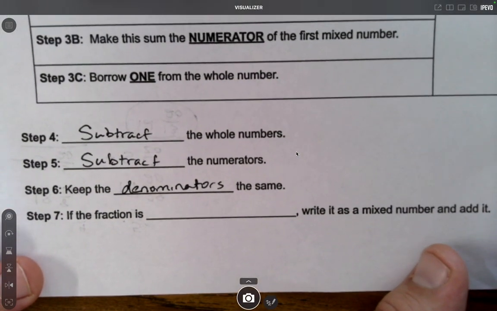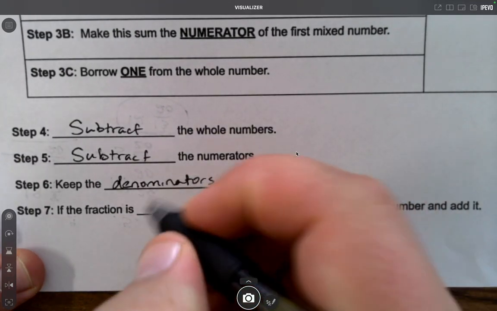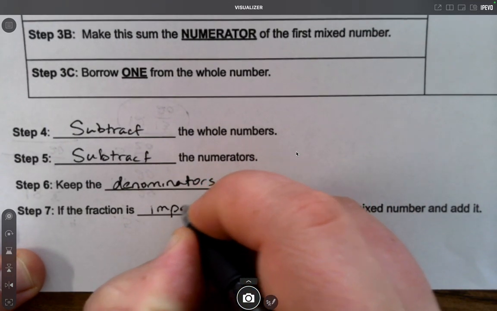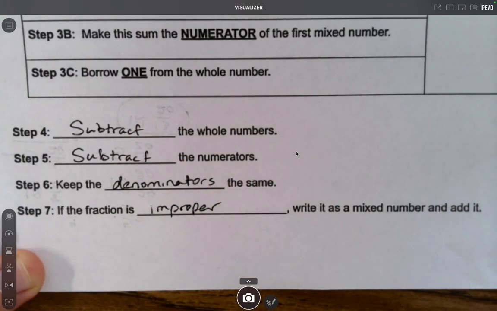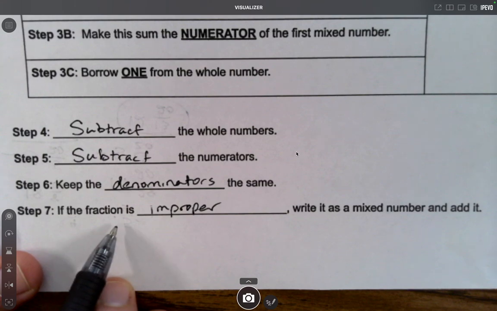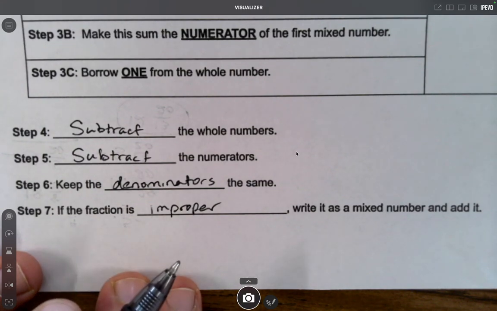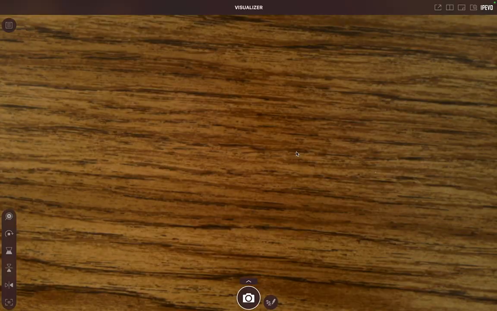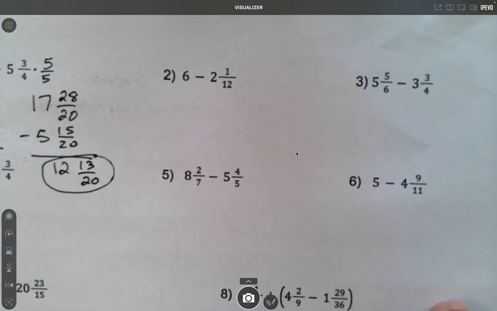This step 7 is really the same as it was with adding. If the fraction is improper, then write it as a mixed number and add it to the whole number. This is the same thing we did when we were adding. We just have to see if we end up with an improper fraction at the end of the game. So when that comes, we'll talk about it.